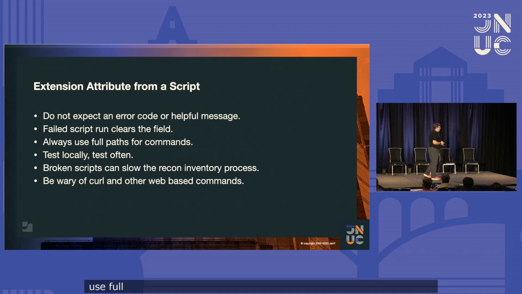Test locally and test often. Triple check. Again, once you put it out there, it goes to production to every machine. Broken scripts can slow down the whole recon process. If you're going to use a loop or something like that, don't make it an infinite loop. Give it a time. Give it an iteration max. Give it something to say, I get it. 5 times is enough. We're done. Okay?